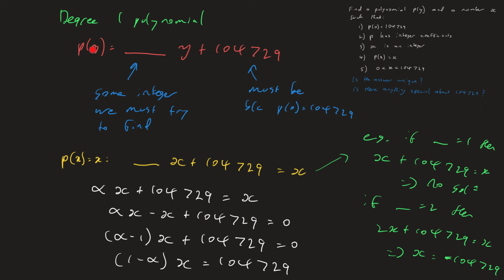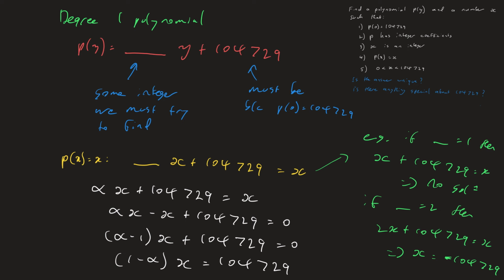So if p of y equals alpha times y plus 104729, which is exactly the same thing as just saying a dashed line standing for some integer here, we just now represent the integer with alpha. If we want to solve this equation here, then we're solving alpha times x plus 104729 equals x.